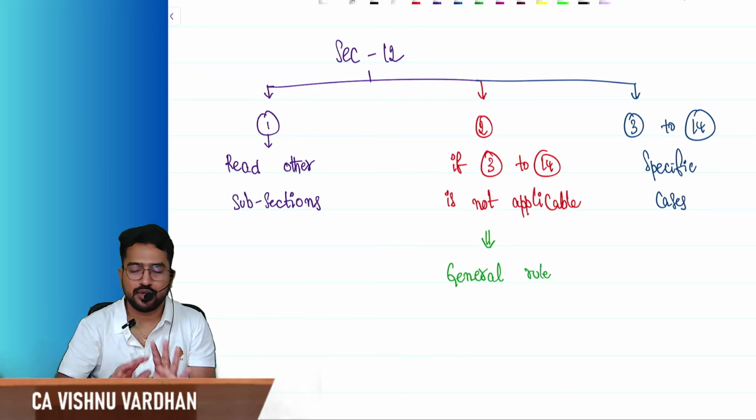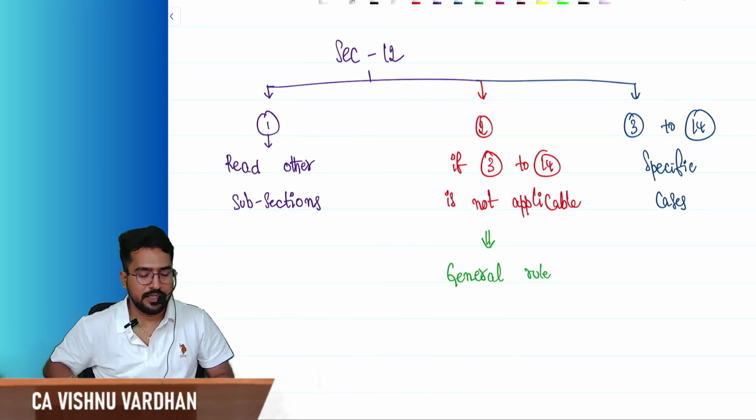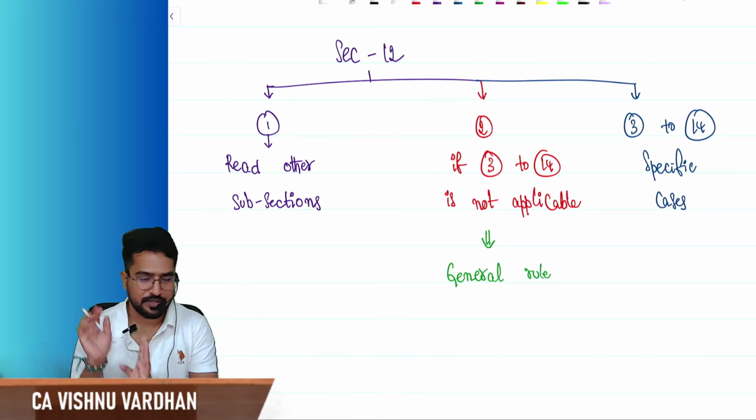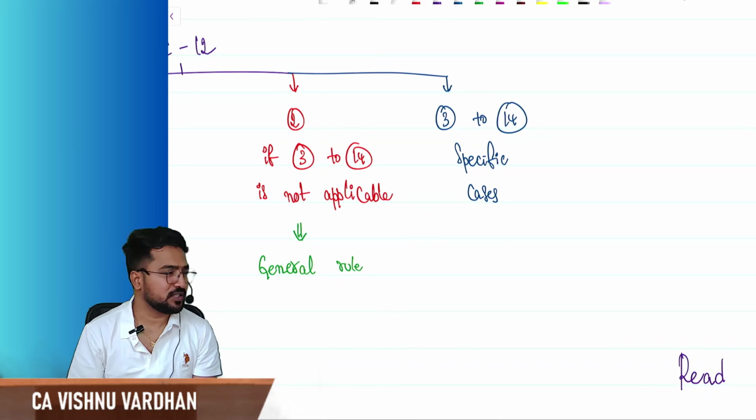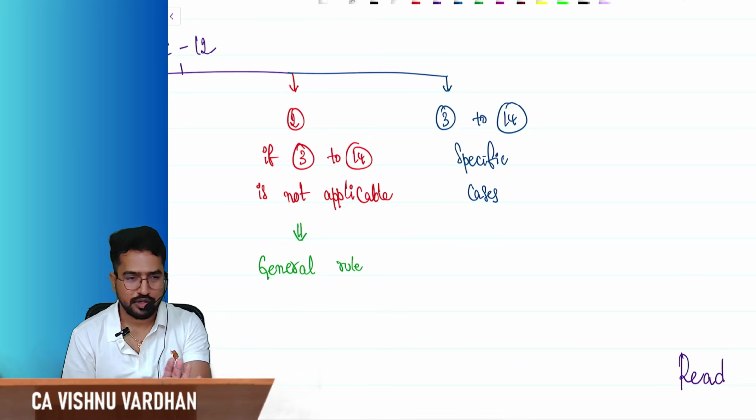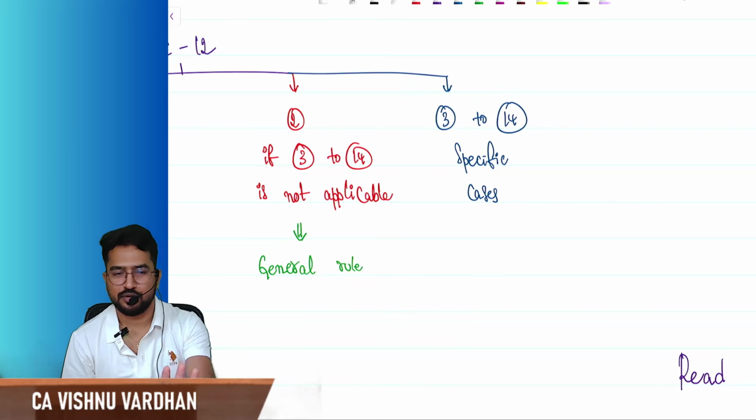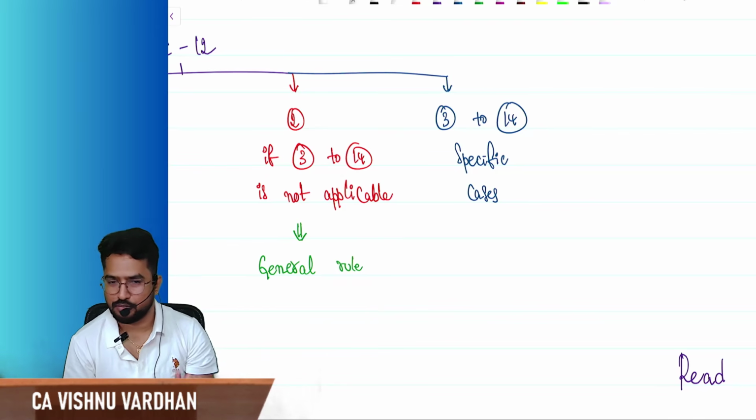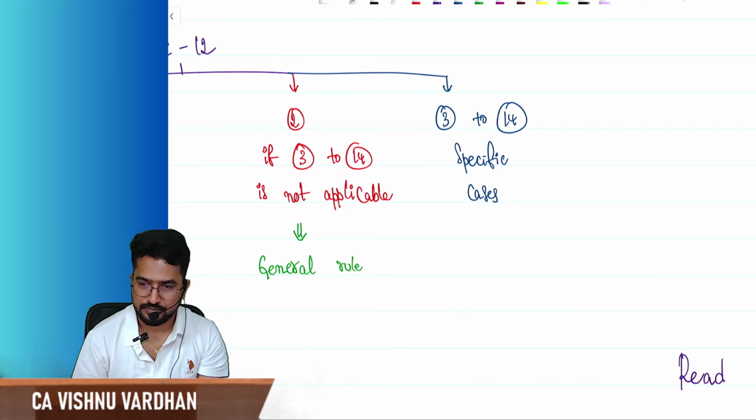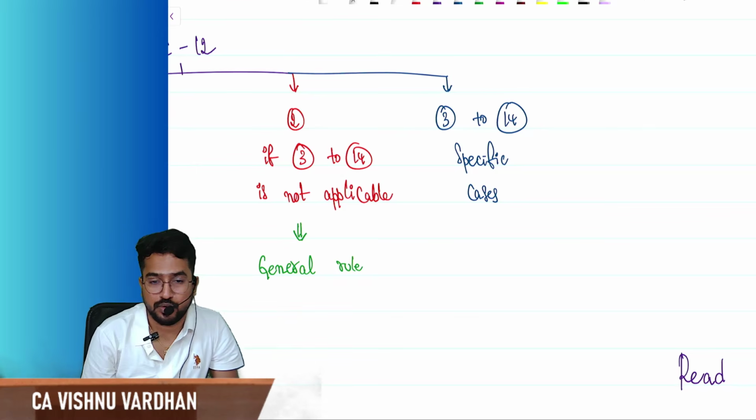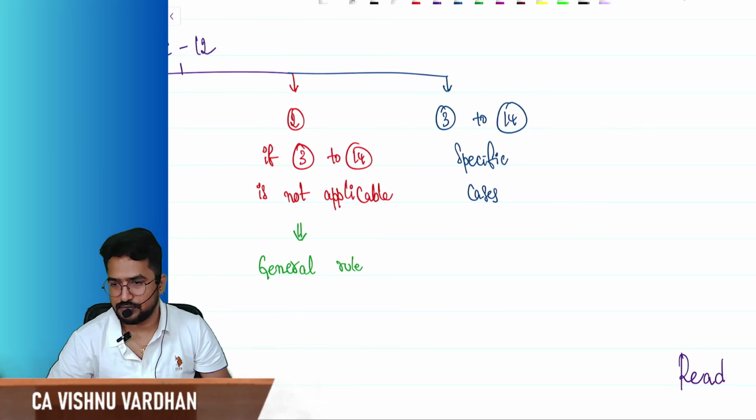Okay. Section 12 is divided into 14 subsections. In that, subsection 1 says go and read the other subsections. That's all. Let us go. Now, subsection 2 says if subsections 3 to 14 are not talking about you, then come to me, and I will talk about you. So if in subsections 3 to 14 the place of supply is not determined, then subsection 2 will tell you what the place of supply is. I mean, subsection 2 is a general rule. 3 to 14 are specific cases.